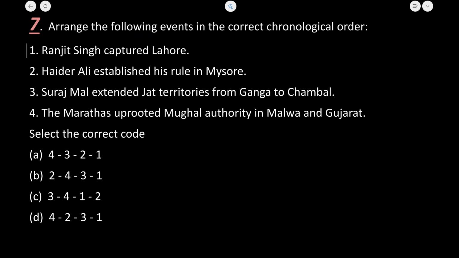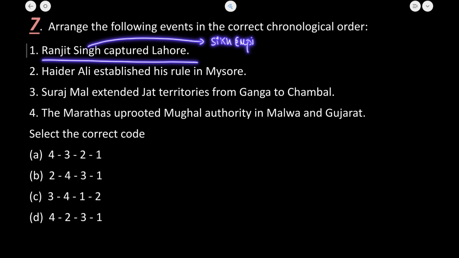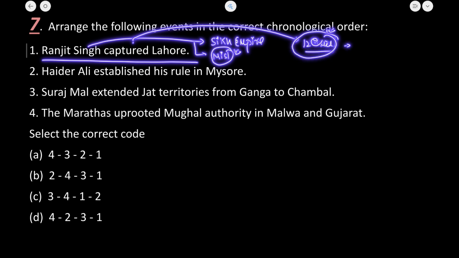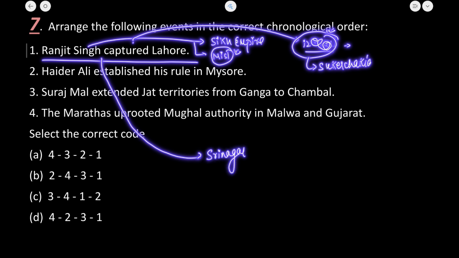Now Ranjit Singh captured Lahore. Now Ranjit Singh, सबसे पहले he belonged to the Sikh empire, ये आपको पता होना चाहिए. Now there was a concept of misl, ये भी आपको पता होना चाहिए. There were a total of 12 misls, and Ranjit Singh belonged to the Sukarchakia misl. The empire of Ranjit Singh also included Srinagar and Lahore तो था ही उसमें. So these are some of the important points.